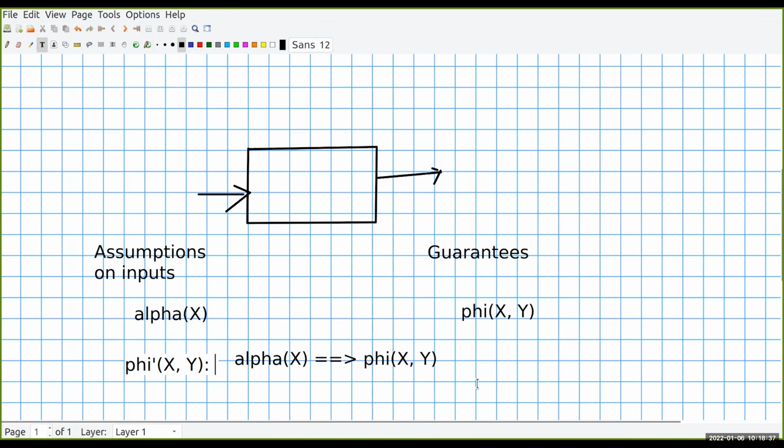Okay. Yeah, if you're given assumptions on the inputs and you want to establish the guarantee only under those assumptions, then you create the spec for the system that you want to design by factoring in the assumptions. You say that I want this to be true. So only when alpha x is true, I care about phi xy being true. If alpha x is false, I don't care. Understood, sir.